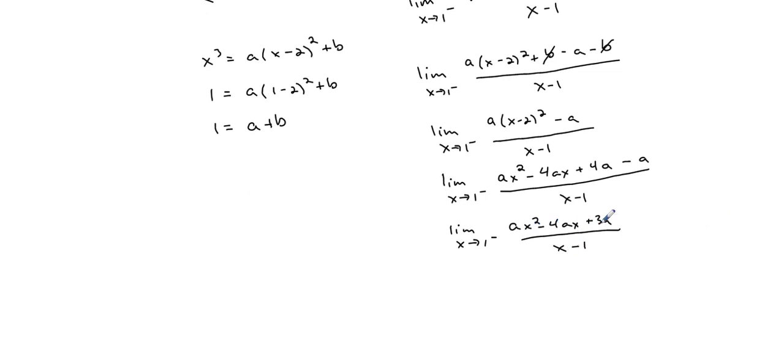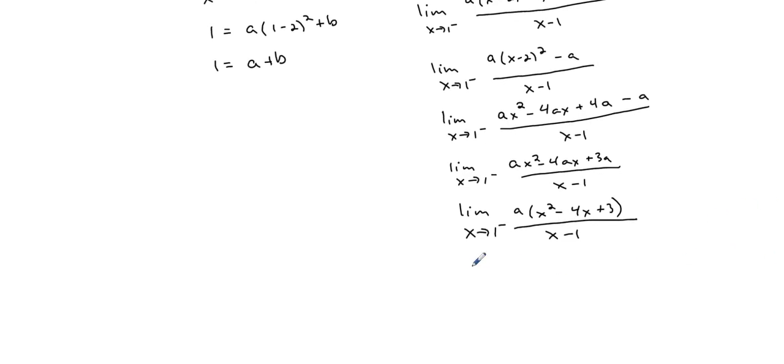Now I think it would be good to factor out an a, actually. Give me the limit. So it'll be x minus 3, x minus 1. Sweet. Cancel. Substitute 1, and we get negative 2a. But that's all we get. We get negative 2a. We don't have an equation.